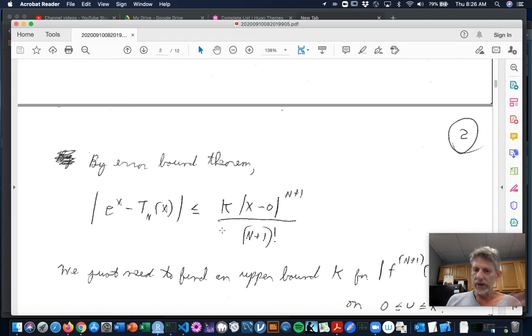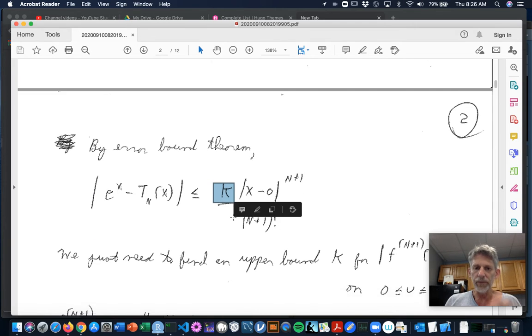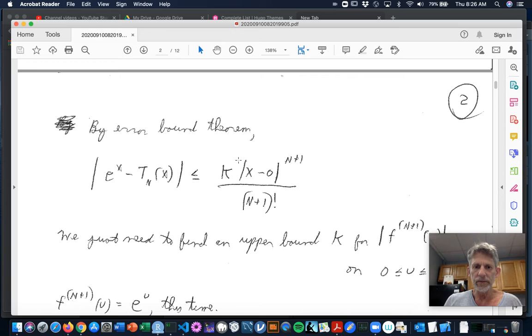Well, the error-bound theorem from the previous section is probably going to help us out here, because it says that the size of the error is less than or equal to an upper bound, we'll talk about that in a minute, times the absolute value of x minus 0, so your center is 0, and you're going out to little x minus 0 to the capital N plus 1 over capital N plus 1 factorial.